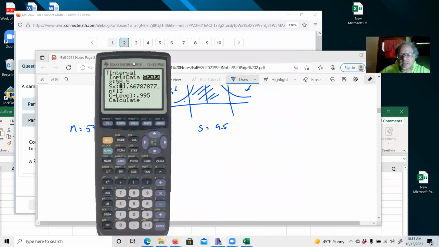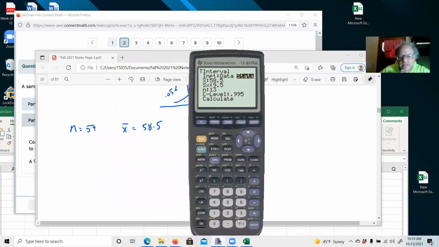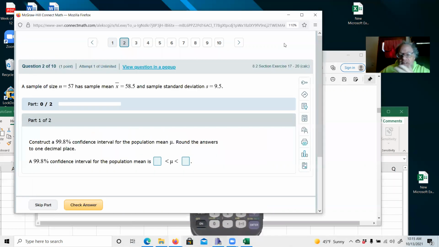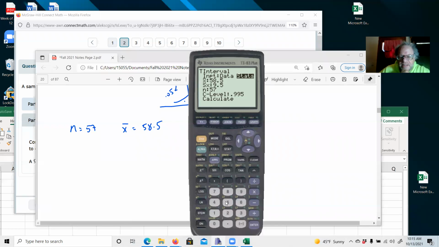Standard deviation 9.5. Okay, sample standard deviation. And my n is 57. Then what kind of confidence interval do they want? You have to see a 99% on this. Okay, 99.8. So this is 0.998, and we're going to say calculate.